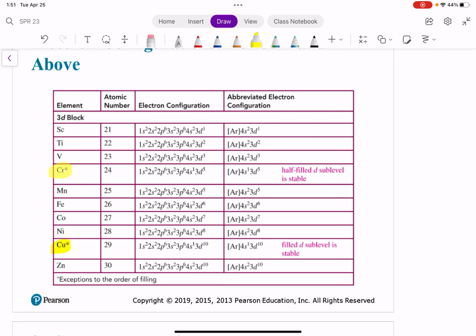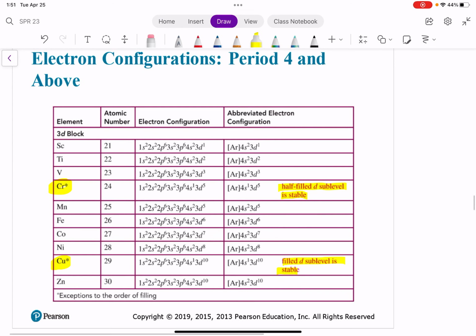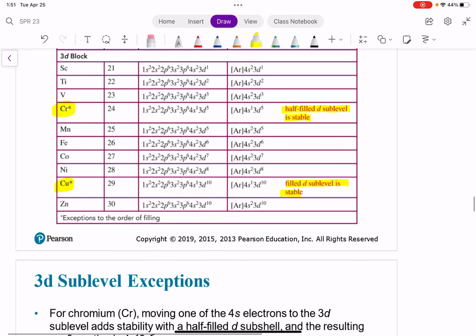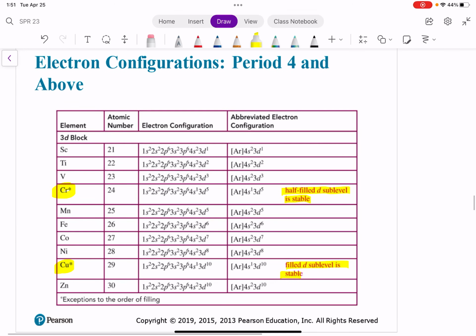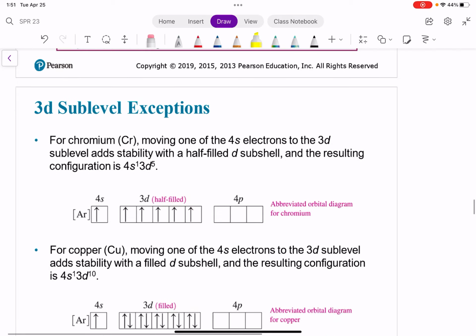Likewise, chromium does the same kind of idea, although it has a half-filled d sublevel, okay? So some exceptions to be aware of, but I'm not going to try to trick you and throw these on an exam without mentioning it. But you might need to be aware of that in the future for other classes, okay? Especially for copper, since copper is actually an element that we do work with a lot in lab.